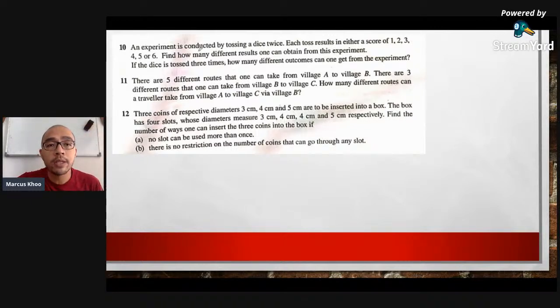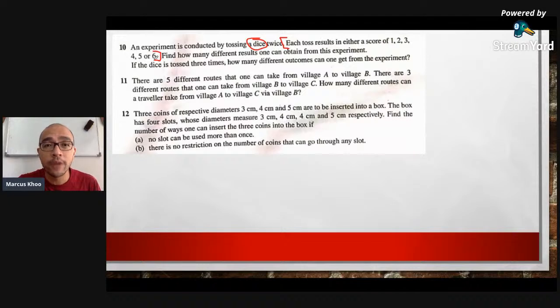Let's look at question 10. Okay, an experiment is conducted by tossing 1 dice twice. Okay, dice is dadu. Okay, so you want to toss it twice. So each toss results in either a score of 1, 2, 3, 4, 5, or 6. Okay, maybe at this point, some of you are asking me, ini kan masuk akal. Every dadu also got 6.